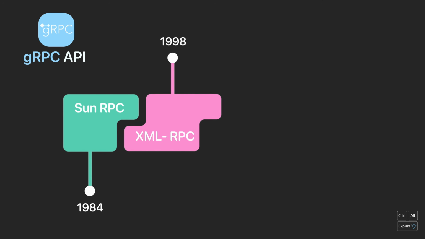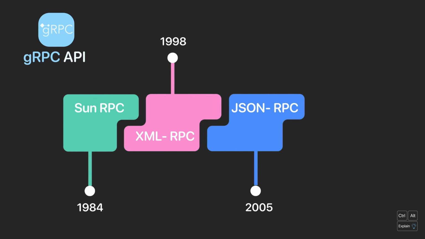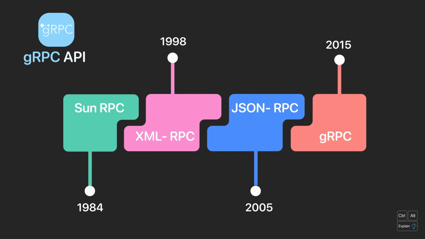RPC has been around a long time. Older versions worked well for their time, but they had some limitations. They were dependent on text-based payloads, which are slower and larger, and they were not optimized for modern high-traffic systems. And that's where gRPC comes in. gRPC is Google's modern take on RPC, designed for speed and efficiency.